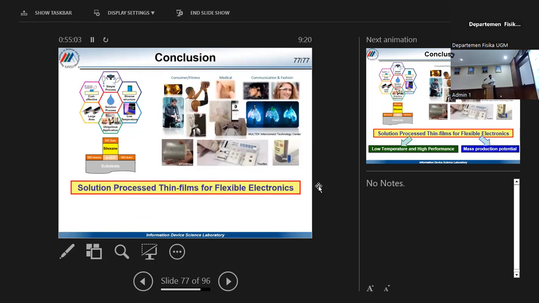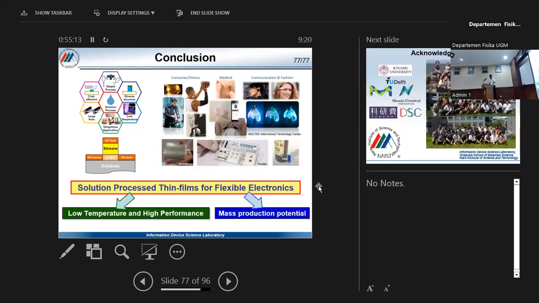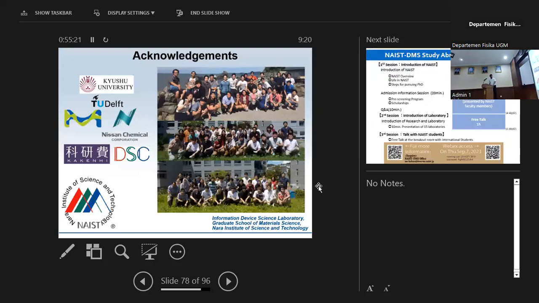Hopefully I'm able to show you how solution process thin films can be used for flexible electronics and how data science can be used to fabricate these thin films. We think that using this technology, you can have low temperature and high performance, and it has mass production potential. Of course, I want to thank several collaborators in Kyushu University, TU Delft, Merck, and Nissan Chemical Corporation, and the funding agencies.